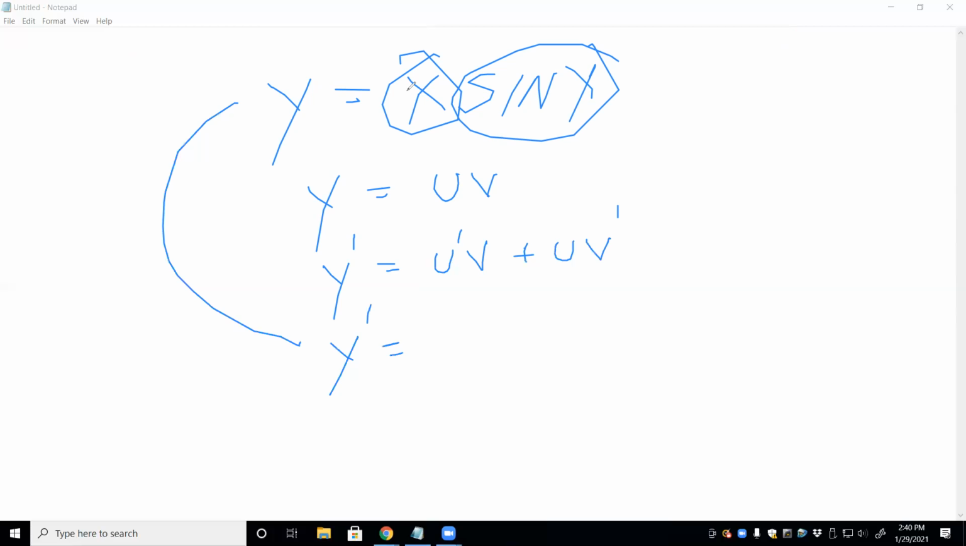So if I wanted the derivative of this function, well, u prime is 1. The derivative of x is 1. V is sine x, plus u, which is x, times the derivative of sine x, which we know is cosine x. That's the answer.